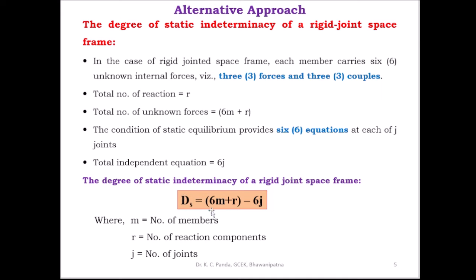So ds is equal to 6m plus r minus 6j. 6m plus r is equal to the total number of unknown forces, and 6j is equal to the total number of independent equations. So ds is equal to 6m plus r minus 6j, where m is the number of members, r is equal to the number of reaction components, and j is equal to the number of joints. Then coming to some examples.